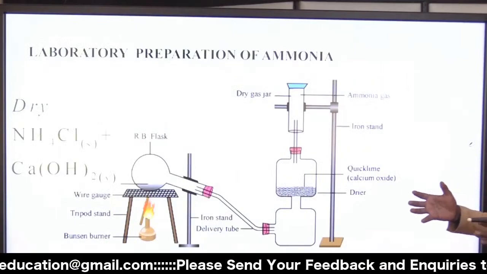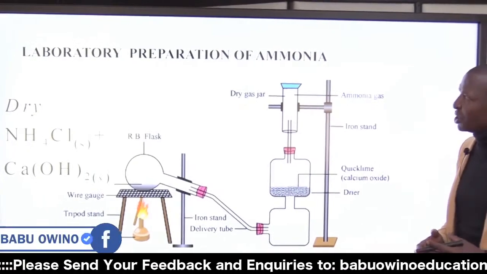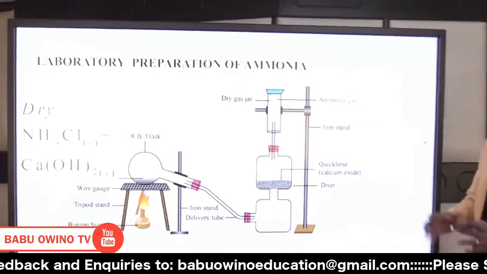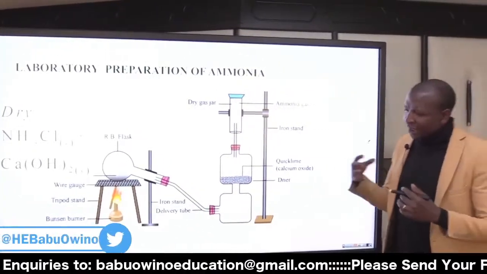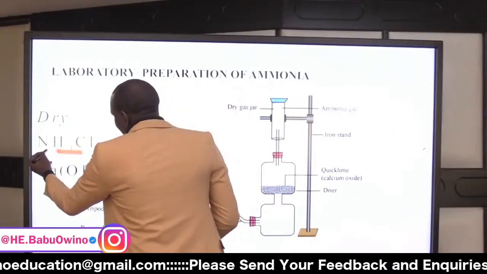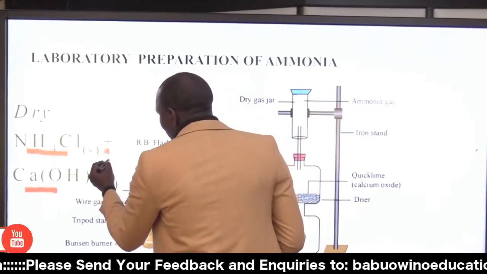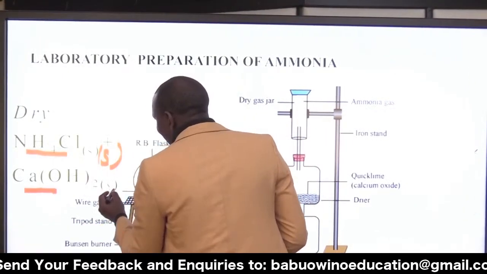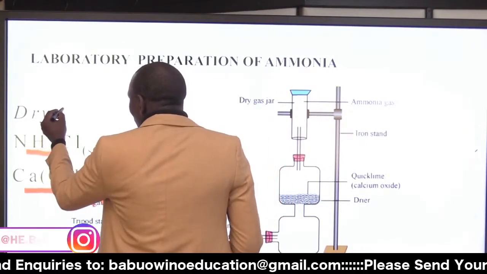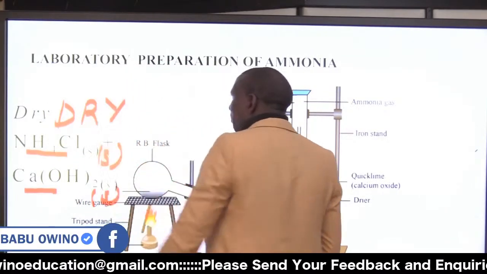We now look at the diagram, the experimental setup that is used in preparation of ammonia in the laboratory. In the diagram, I'm using ammonium chloride and calcium hydroxide. Remember what I said? They must be in solid state. They must be dry. The key word here is they must be dry. The reagent must be dry.